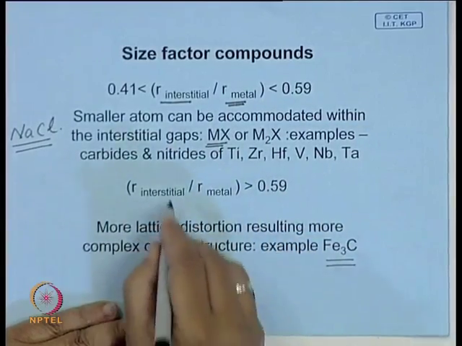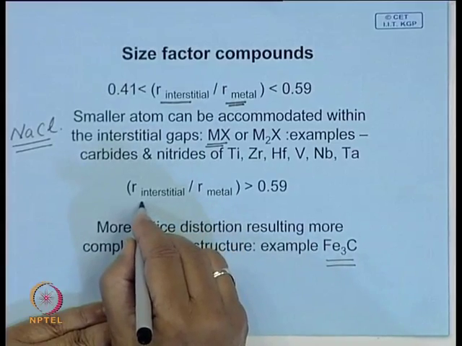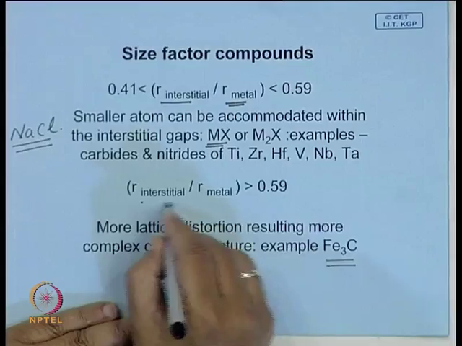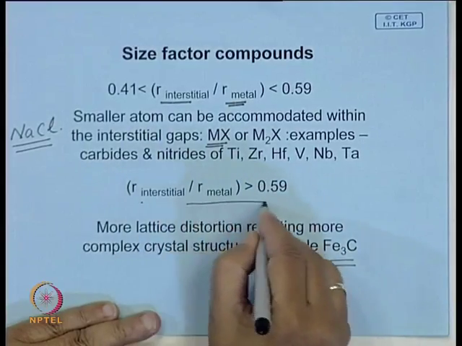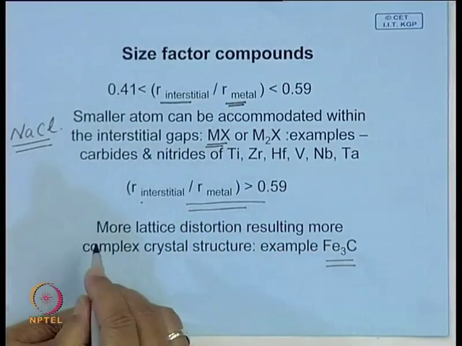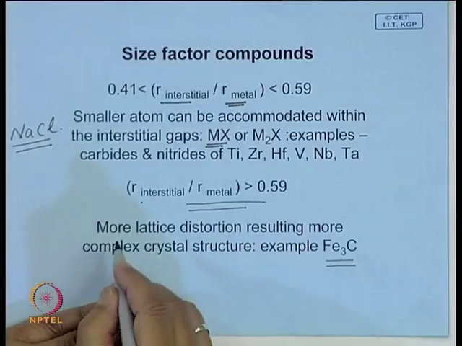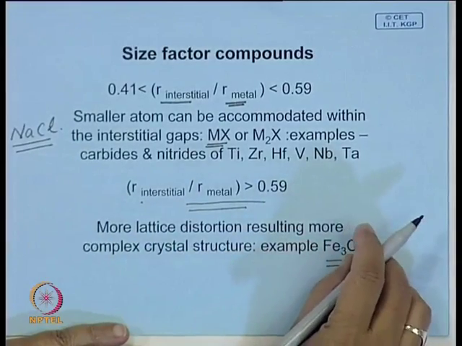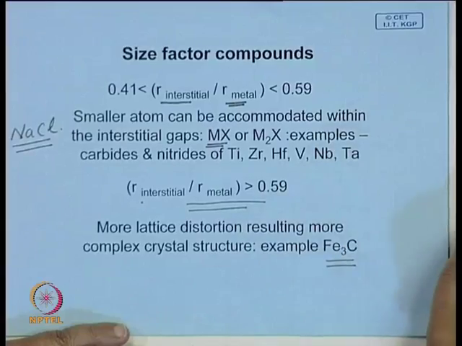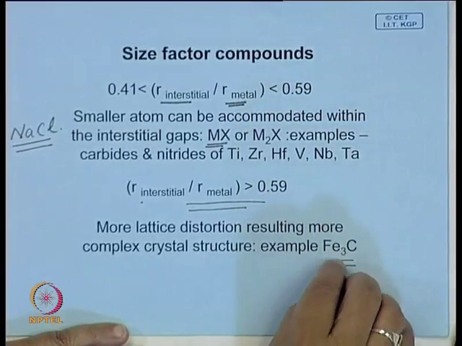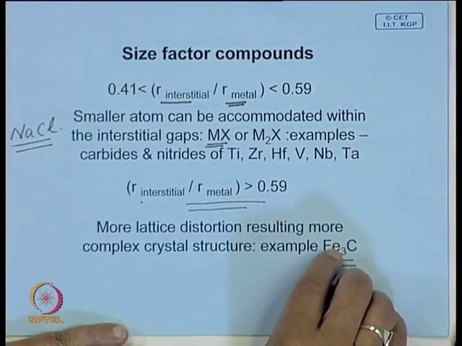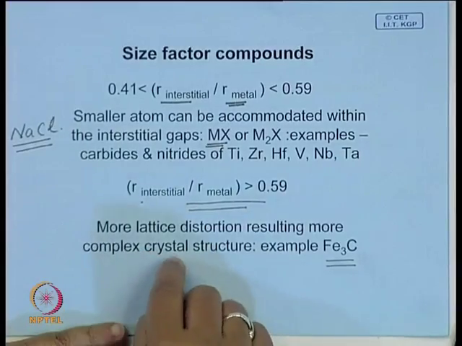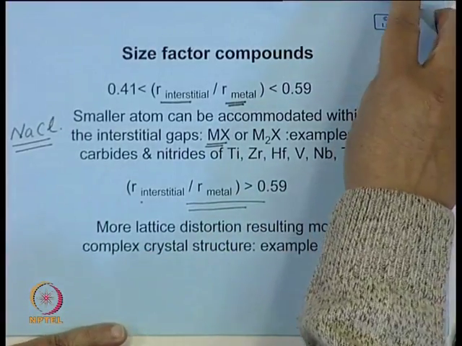If you look at cementite, its atomic radius ratio is greater than this. Therefore, in this particular case there is more lattice distortion, because the carbon atom is larger than the nitrogen atom. So when carbon goes into the iron lattice, it produces a larger distortion and it results in a more complex crystal structure.